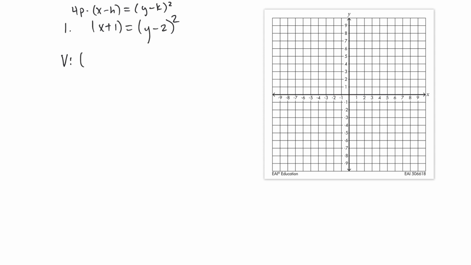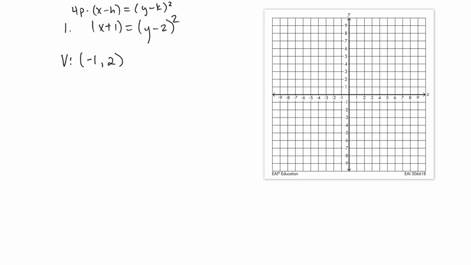What we can see here is h. Now notice the differences. In the original equation you have negative signs, and so here I'm going to have h is negative 1 and k is going to be positive 2. So the vertex we have is going to be (negative 1, positive 2).